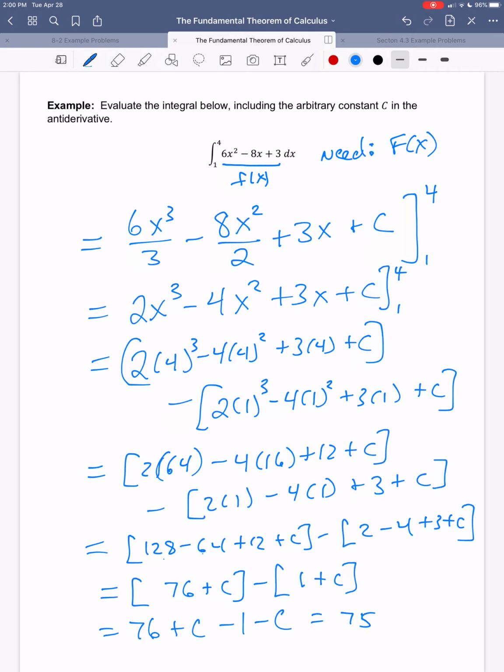The c's cancel out. And if you think about that a little bit, that's always going to happen when I'm evaluating a definite integral like this. The constant's always going to be part of the first evaluation and part of the second evaluation, but there's always a minus in between. So when I end up distributing that minus, this arbitrary constant c will always cancel out. So when I'm doing a definite integral, I really don't have to worry about that arbitrary constant.